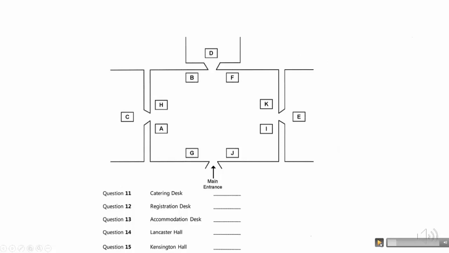So by saying about food, the speaker has signposted that she is talking about the first one, the catering desk.